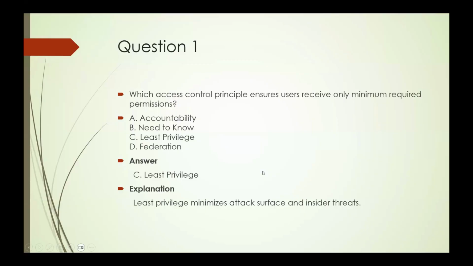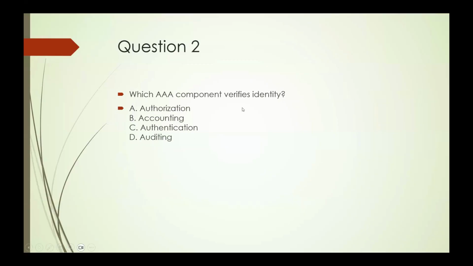Let's move to the next question. Which AAA component verifies identity? Authentication, accounting, authorization, or auditing? It is authentication, option C. It's a direct answer.